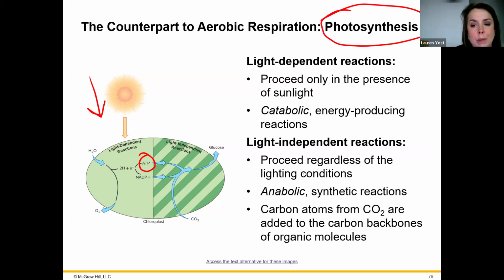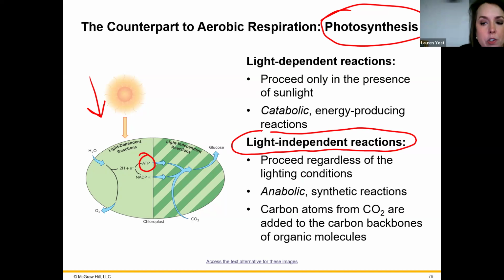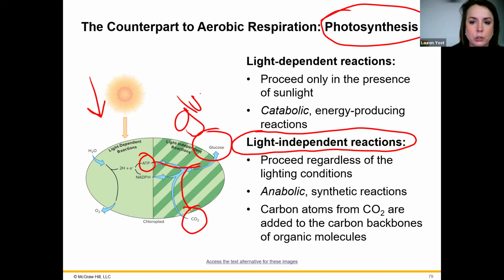What do we use that ATP for? The light independent reactions. It doesn't need light is all it means. It doesn't mean it has to be in the dark. It just doesn't need light. We call it the Calvin cycle. Okay. In the Calvin cycle, we're going to use that ATP and some carbon dioxide and put them together to make our good old friend glucose.